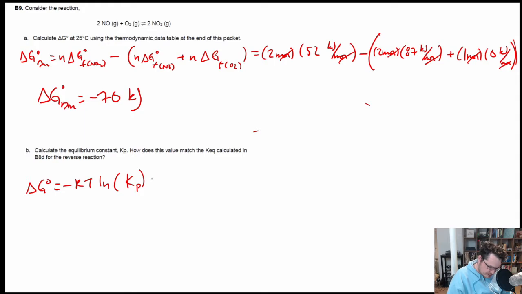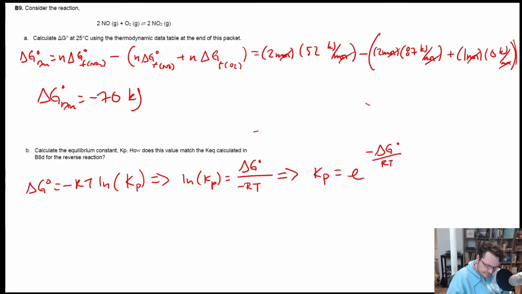And so we're trying to get to what K is. So all we have to do is rearrange all of this, right? So natural log of Kp is equal to delta G not over negative RT in this scenario. Then to get rid of the natural log, all you do is take e to the power of both sides, and that gets rid of the natural log. So then Kp is equal to e to the power of negative delta G not over RT. And that's how we get that part. So all we have to do now is just plug in our numbers.